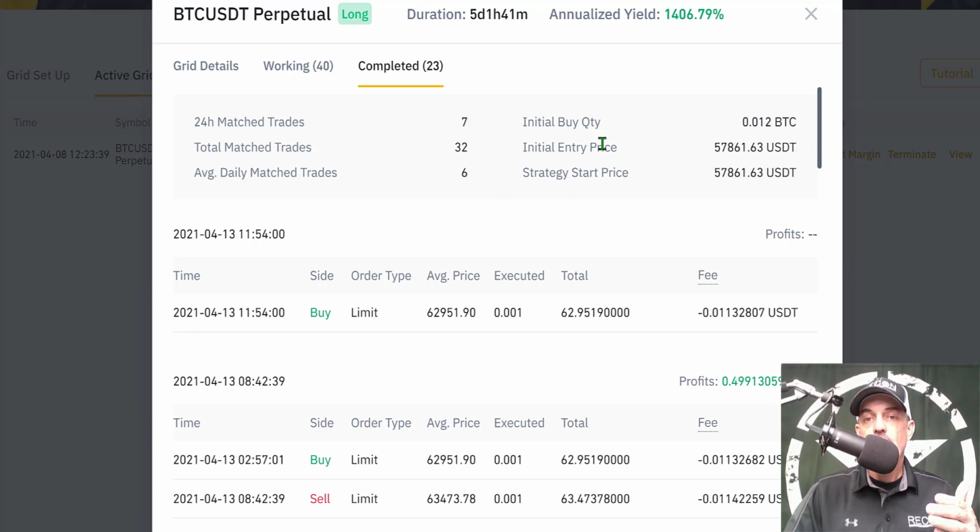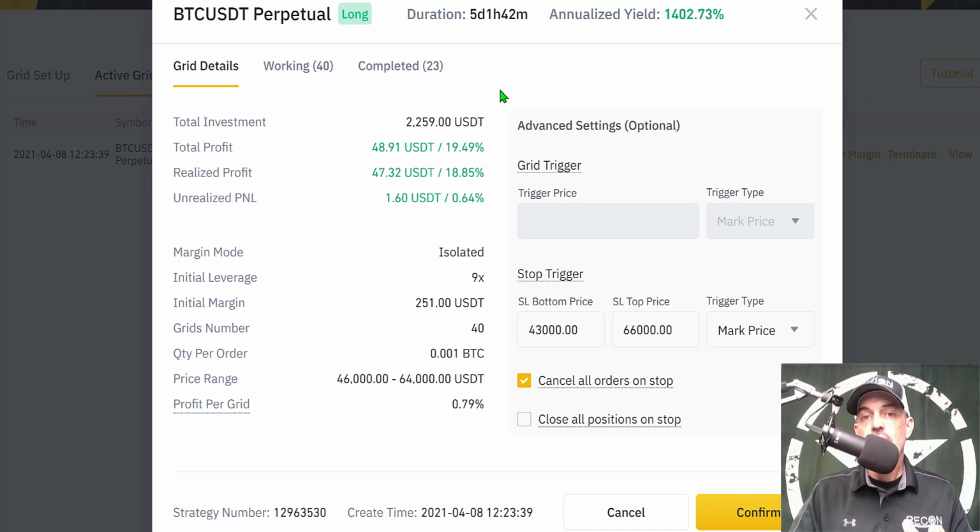And you can see my initial entry price was around 57,861. Because it was a long only bot and I didn't hold BTC, it had to actually buy some BTC, and it initially bought 0.012 BTC. With that all being said, this bot is currently winning the battle with a total profit of just around $49 or about 19.5%.